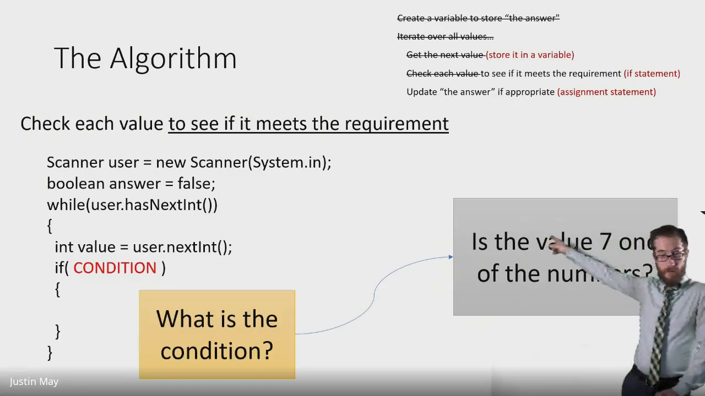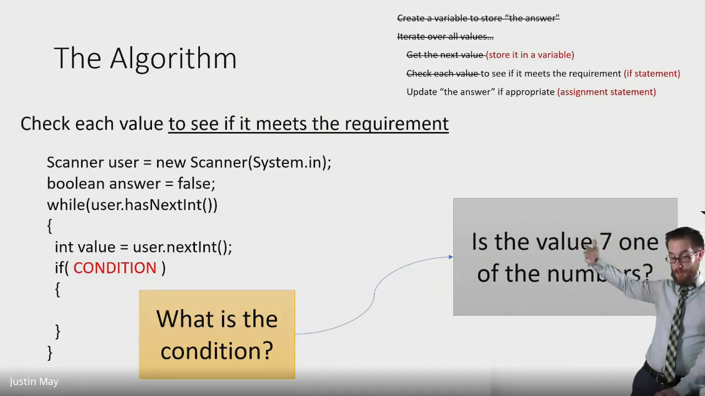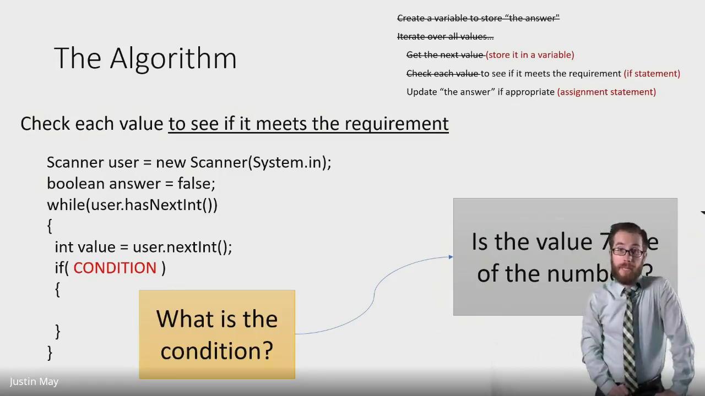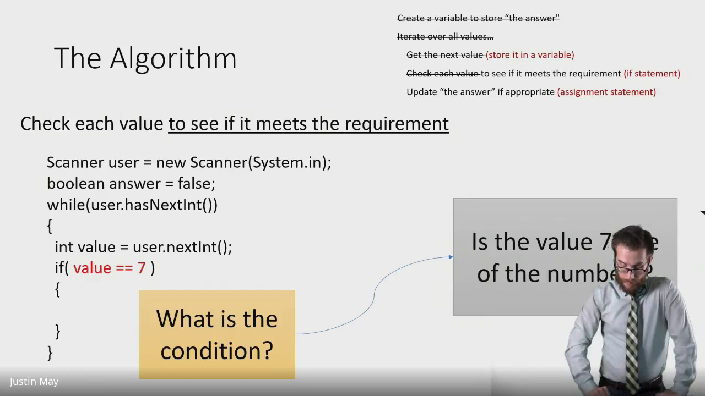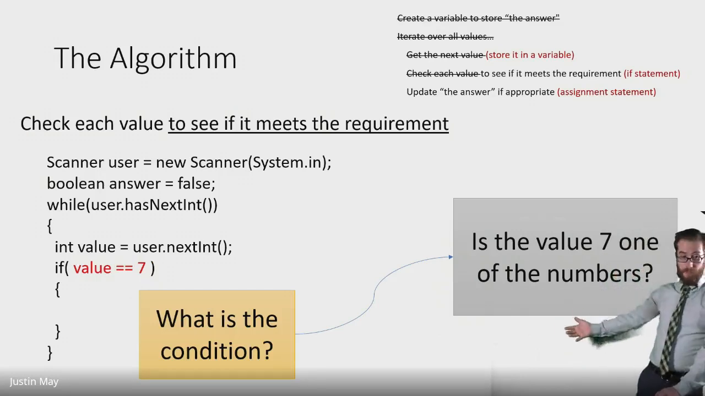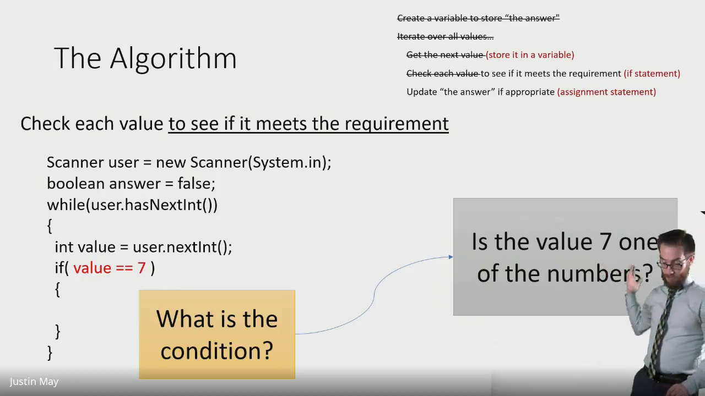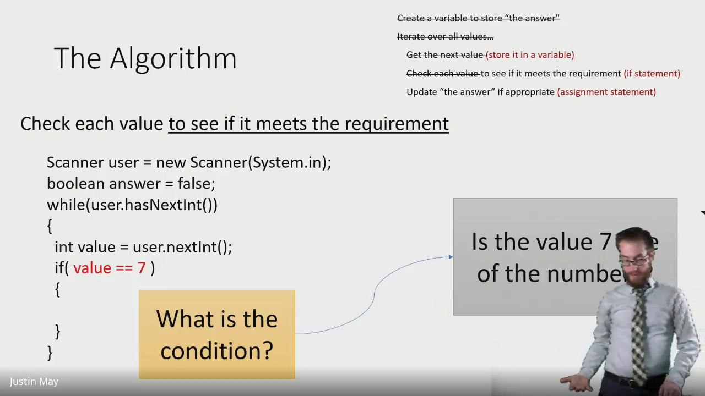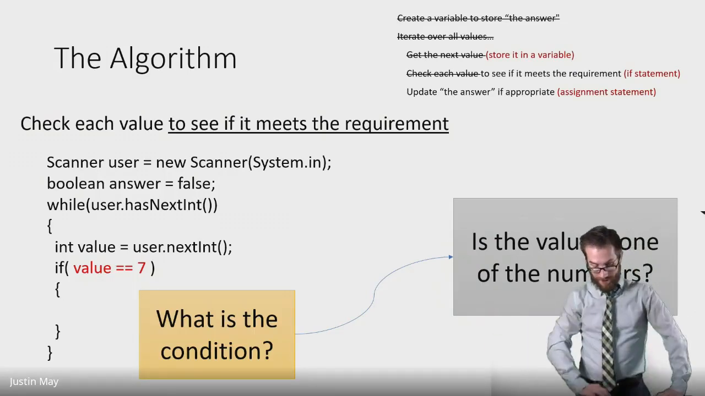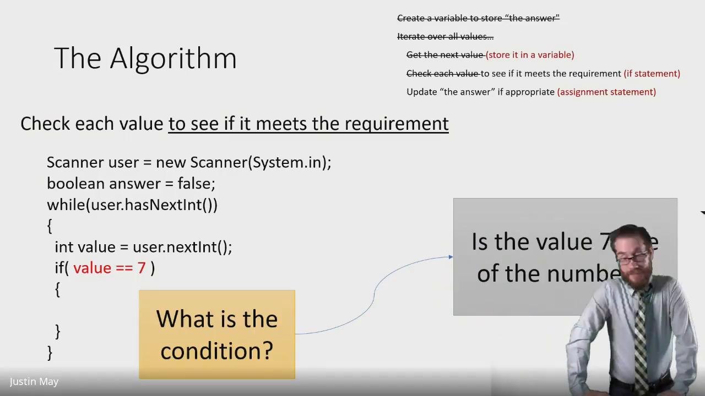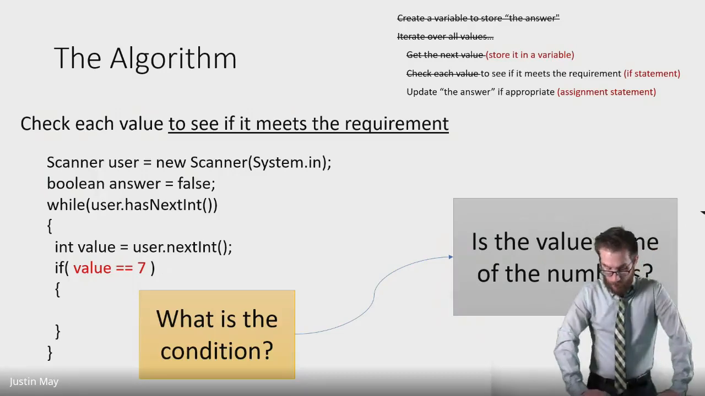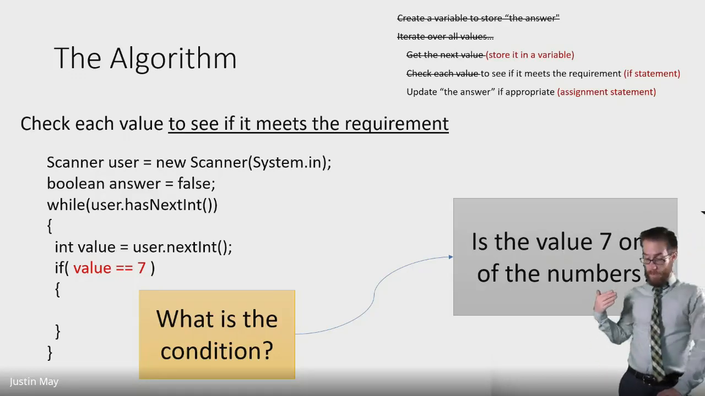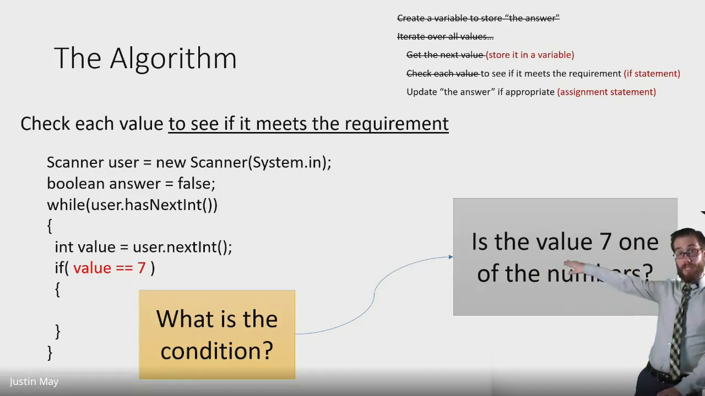What do you think we're going to write there? It's going to use the variable value because that's the value that the user typed in. So what are we going to compare that to? What do you think? Yeah, we're going to compare it to 7 because that's what we're asking: is the value 7 one of the numbers? Is the value equal to 7? If the value is equal to 7, then yes, it was one of the numbers they typed in, right? That's clearly what it's saying. So that's our condition. And again, that's something that's going to be different for every problem you solve because that's going to be the core of the problem. What am I checking? How am I checking it?